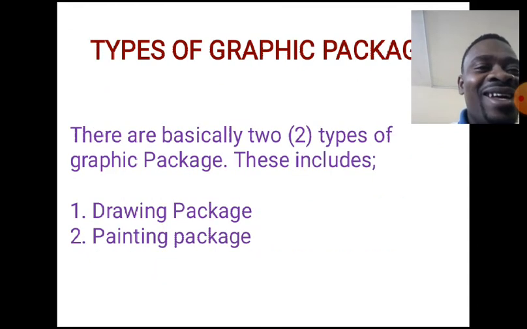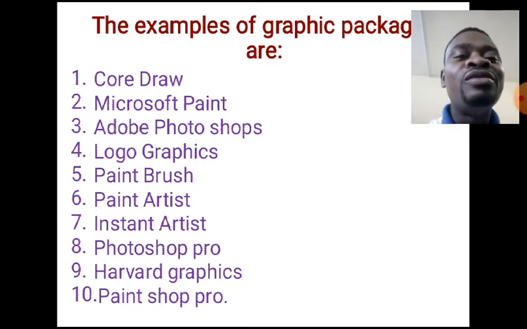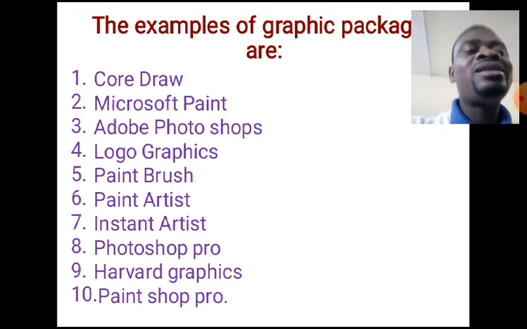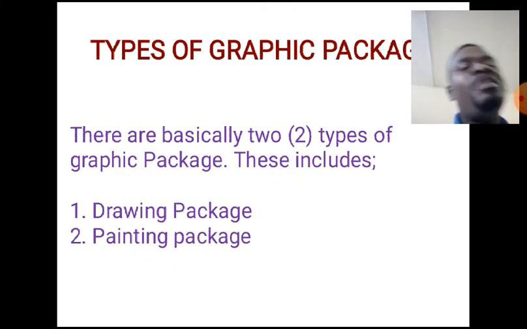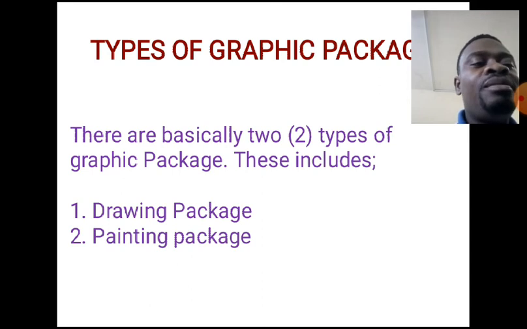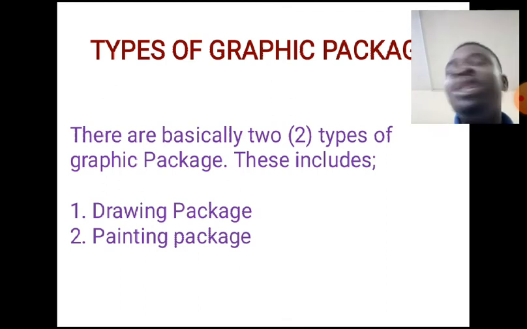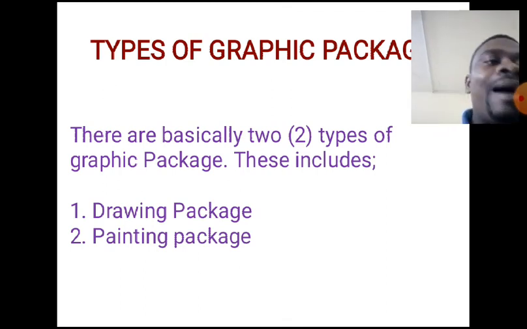Is that okay? All right, now I told you that we can categorize each of the examples shown here of graphic package into two types. That would mean we have basically two types of graphic package. What are the two types? We have the drawing package and the paint package. In other words, a drawing package can also be referred to as a vector package, while a painting package can be referred to as a raster package.